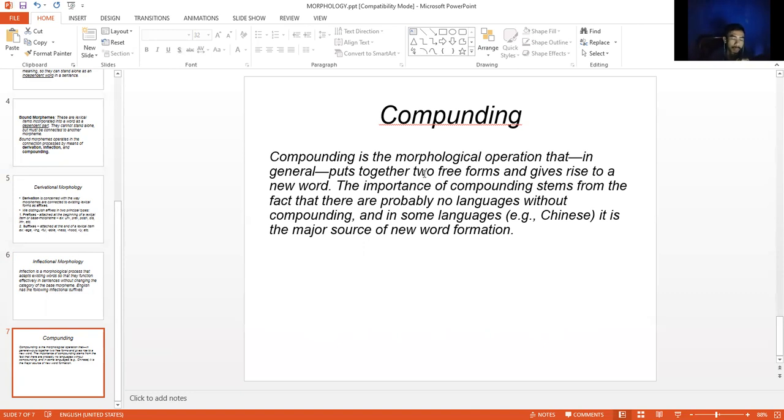Kayak namanya, for example, so many examples. I think, wait a minute, I will search the example from compounding.